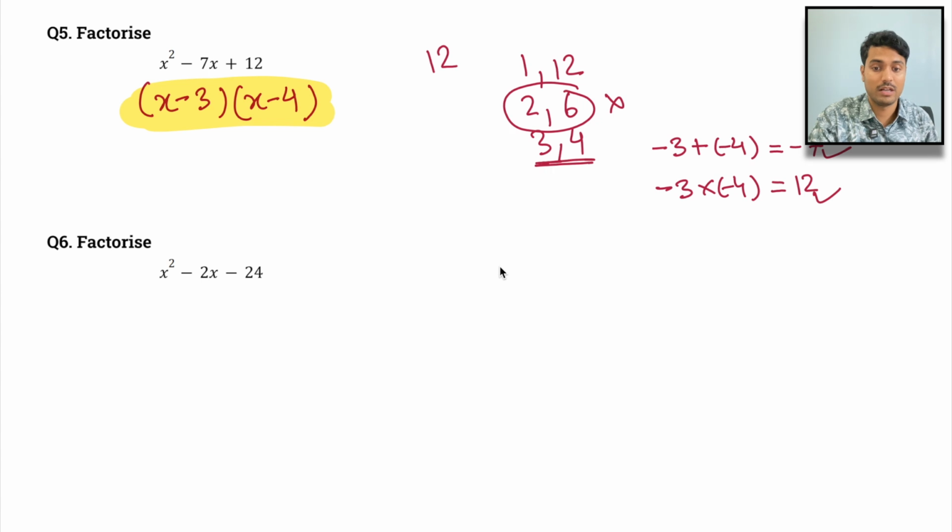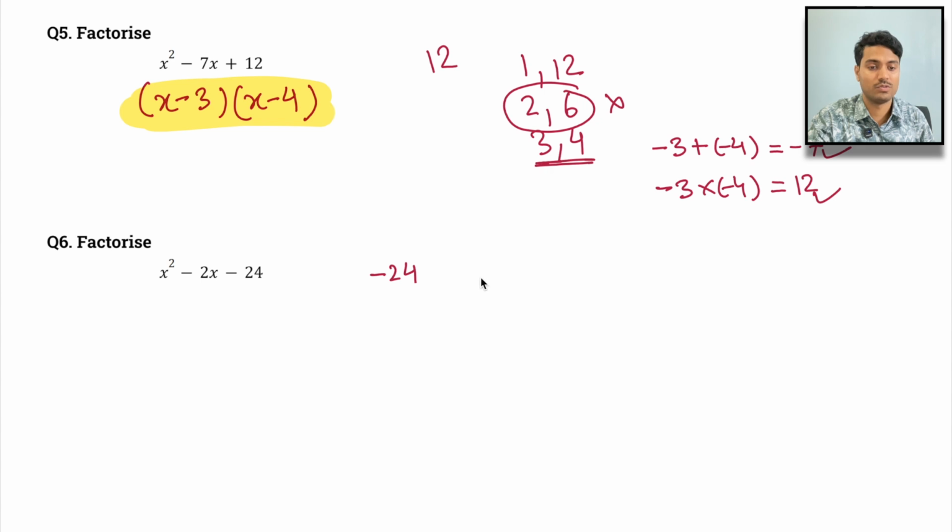You can pause the video right now. You can try question number 6 by yourself, and then you can come back again here and check your answer. Take your time, try to solve it. So next one is question number 6, x square minus 2x minus 24. So this time we have negative 24.